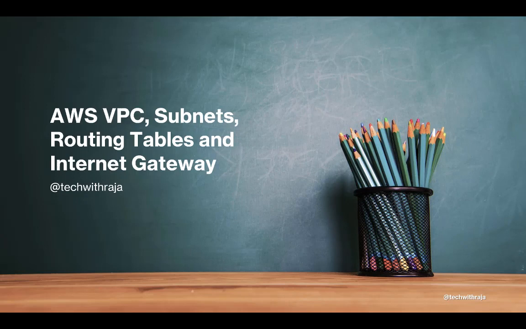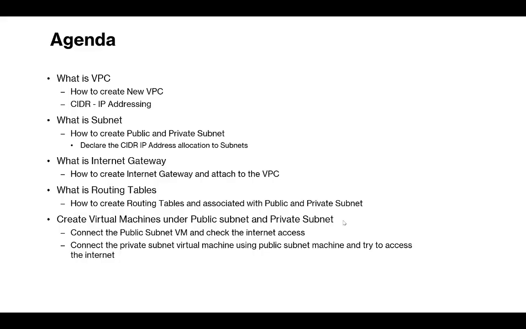In this session, we'll learn about AWS VPC, subnets, routing tables, and internet gateway. What is VPC? How to create a new VPC? How to define the CIDR IP addressing range? And what is a subnet? How to create public and private subnets? So, with the public and private subnet, how can we declare the CIDR IP address allocation?